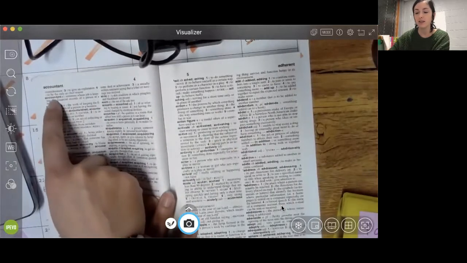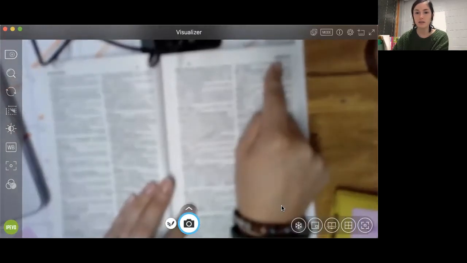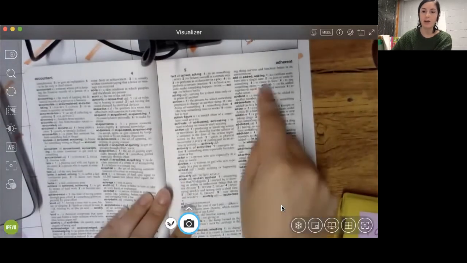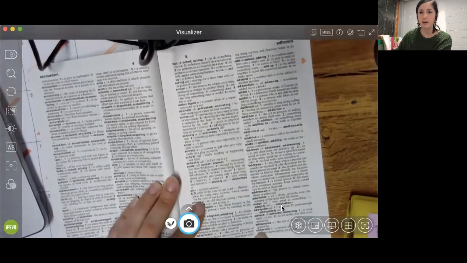So accountant is our first word on this page. And adherent, let's see. Adherent is going to be our last word all the way down here.